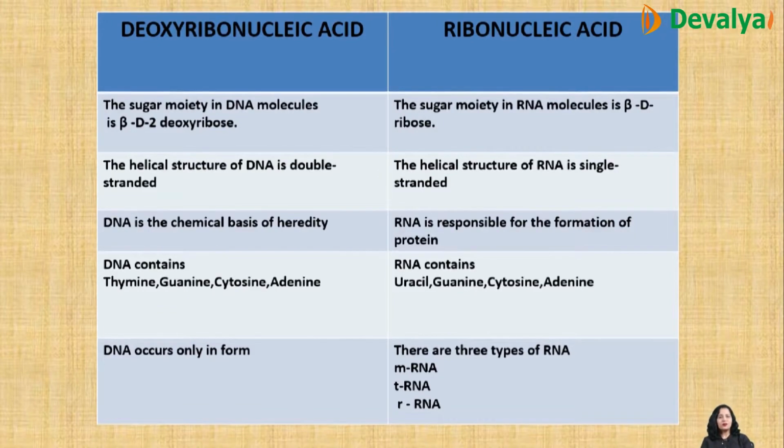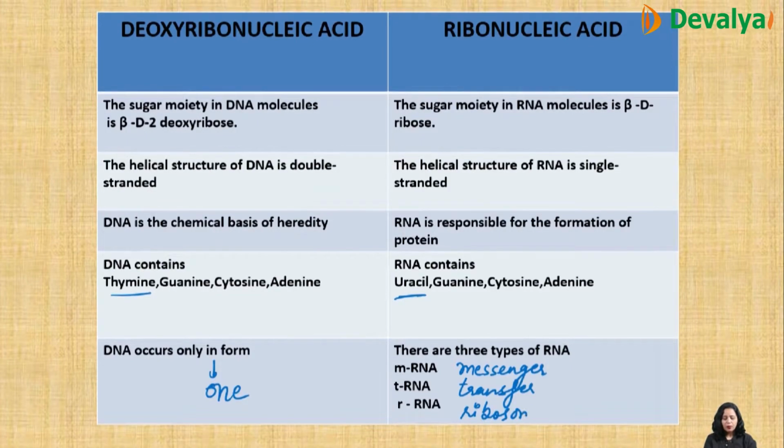In DNA you have A, T, G, C, that is adenine, thymine, guanine, cytosine, while in case of RNA, instead of thymine there is uracil, that you need to learn. Then DNA occurs in only one form, while RNA is in three forms. M stands for messenger RNA, T stands for transfer RNA, and R stands for ribosomal RNA. So there are three types of RNA and one type of DNA.